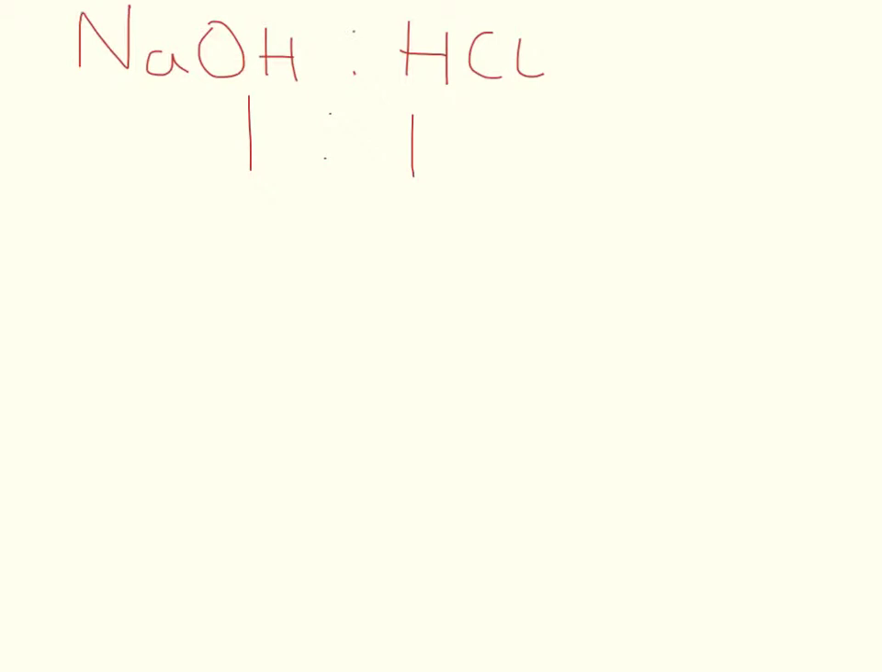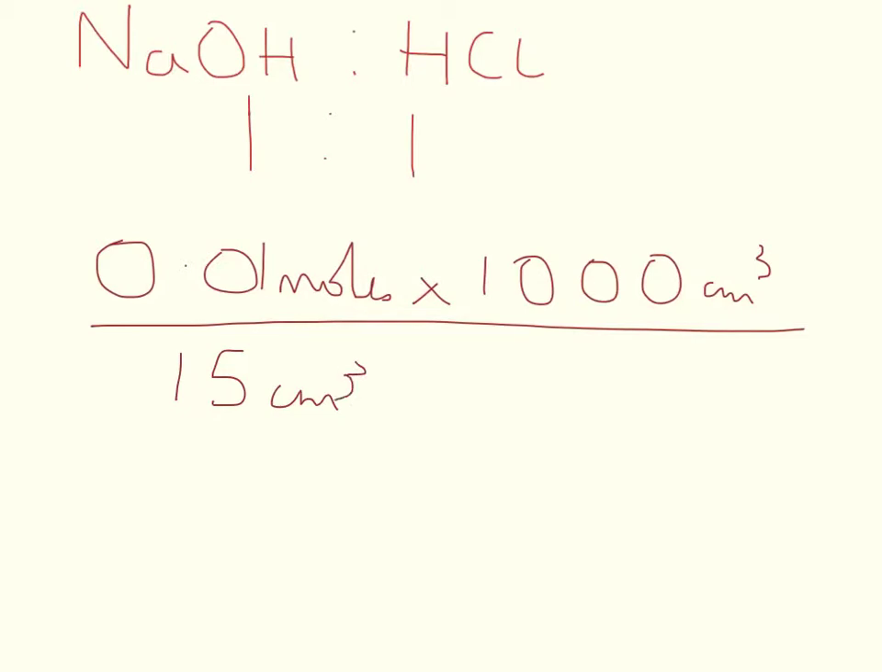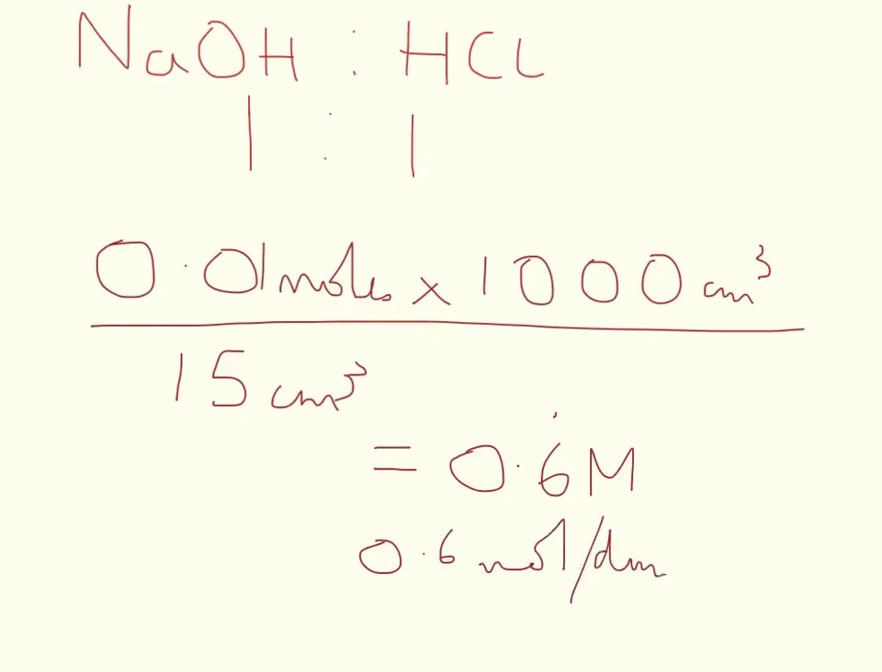Then we have 0.01 moles times 1,000 centimeters cubed divided by 15 centimeters cubed to give 0.6 recurring M, which is the same as 0.6 moles per decimeter cubed of hydrochloric acid.